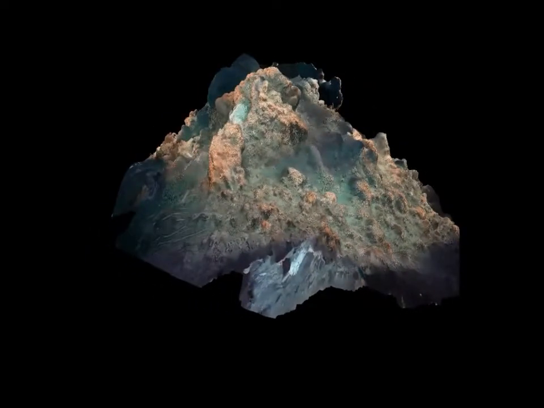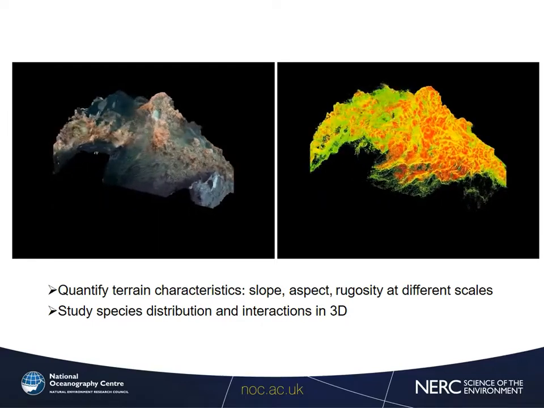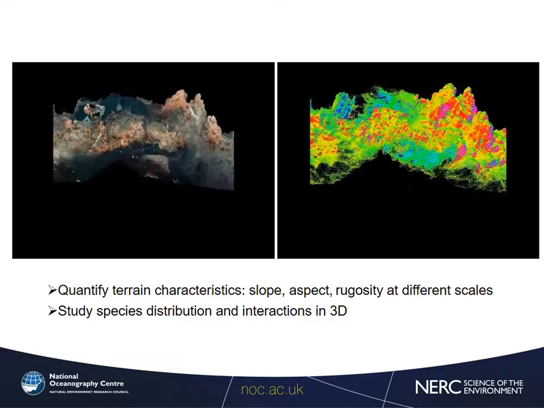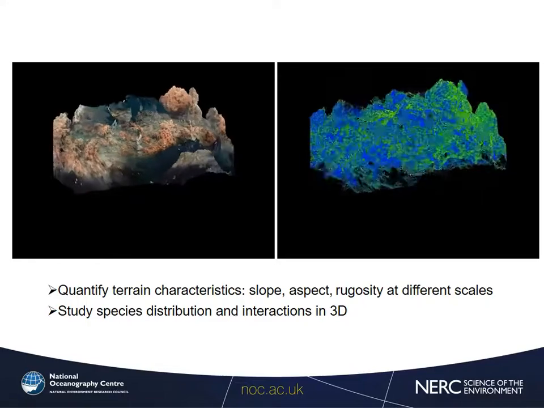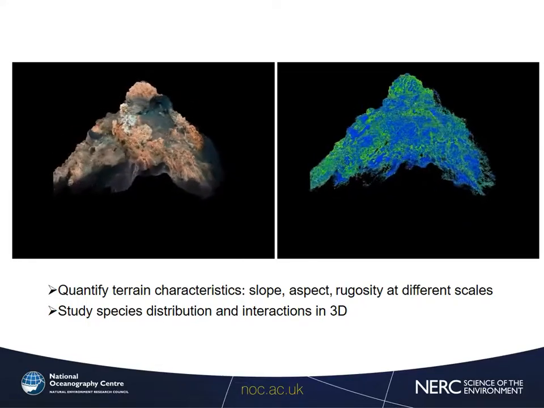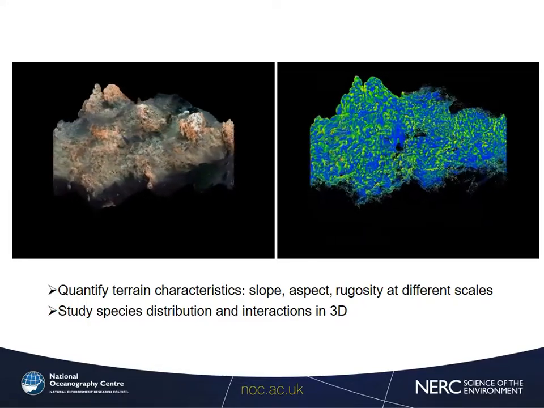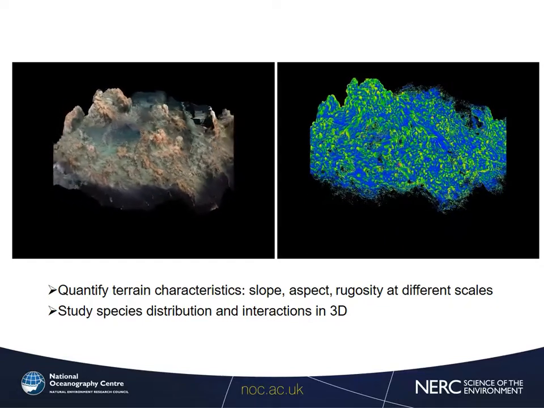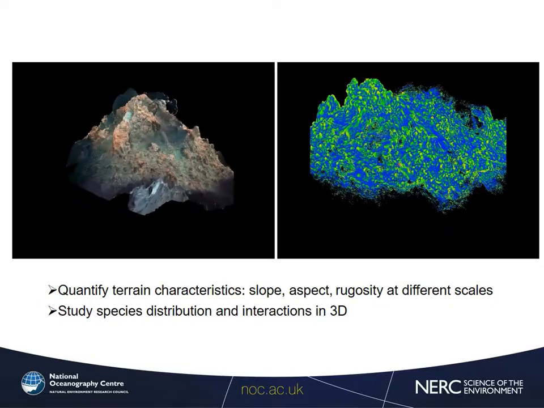In the deep sea, you can never see a reef in its entirety because you can never have the lighting correct to see the whole reef at once. But at the same time, the 3D model also allows us to derive characteristics such as slope, aspect, rugosity, and other terrain variables that help us understand the niche partitioning between individual species and individual specimens.